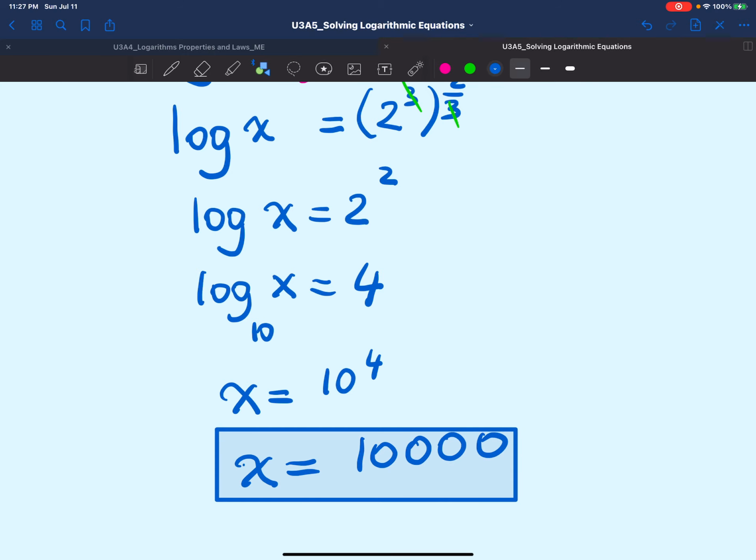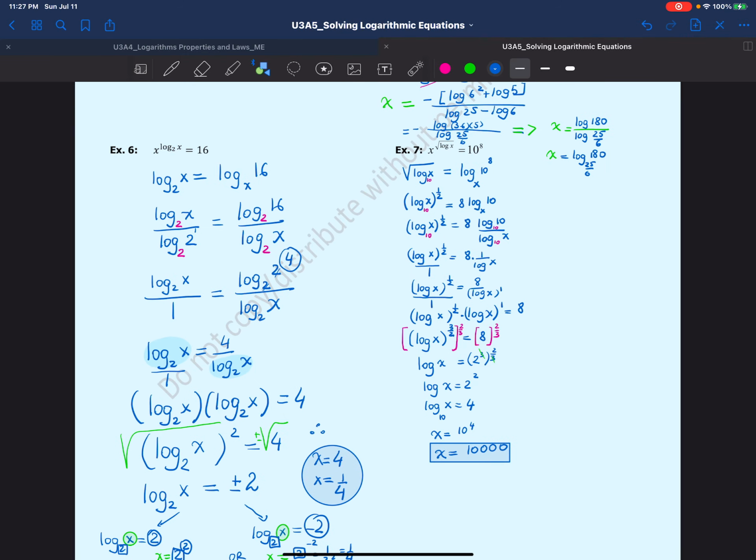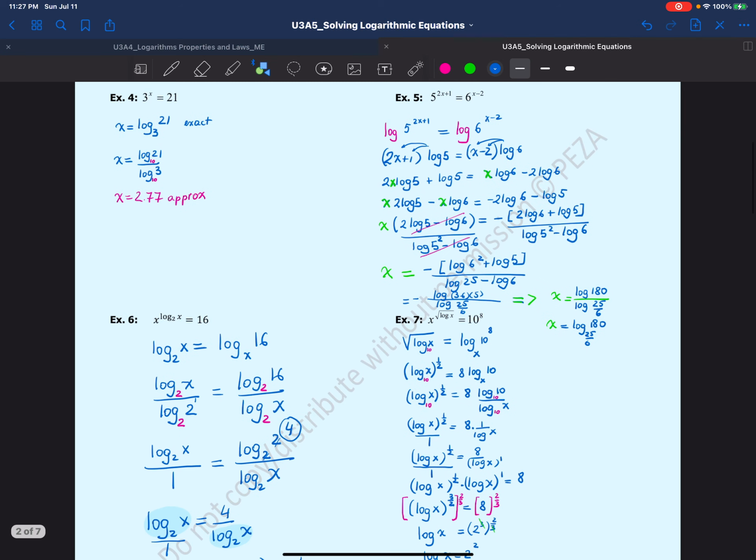And there is definitely a connection between log and exponent.